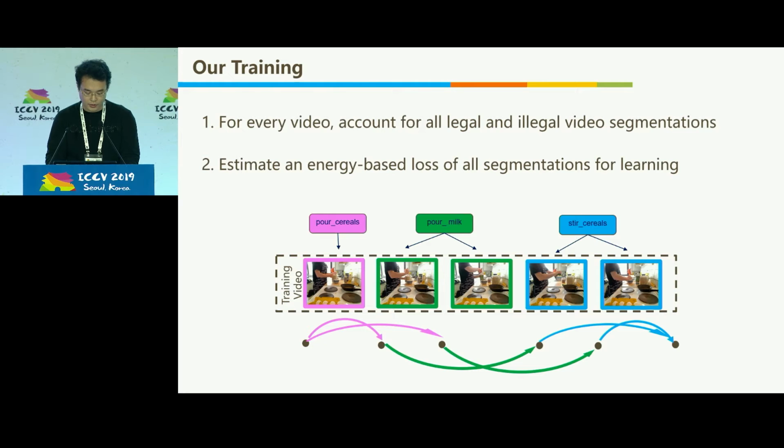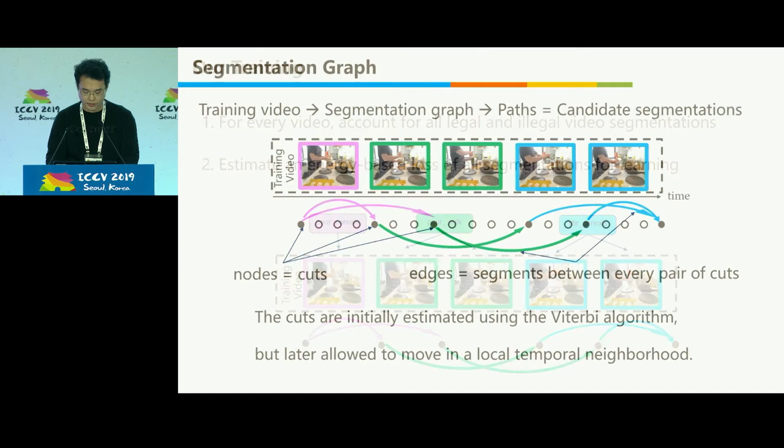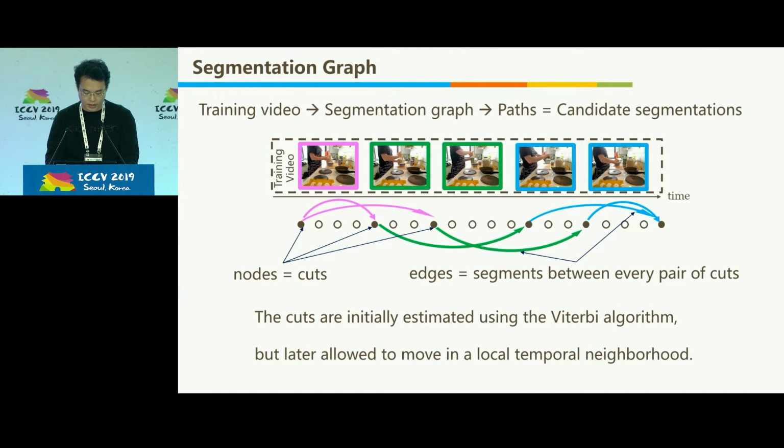So our first contribution is the formulation of a new loss in terms of cumulative score for all legal and illegal segmentations. Our second contribution is an efficient method for computing these cumulative scores. Our training begins by using the Viterbi algorithm to find an initial optimal legal action segmentation that satisfies the ground truth temporal action ordering. For robustness, we allow the initial action boundaries to move in a local temporal window.